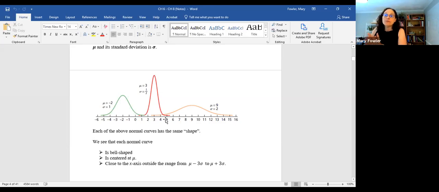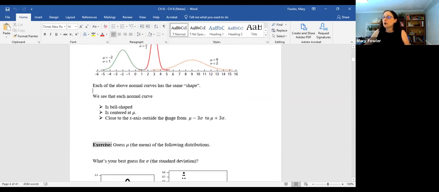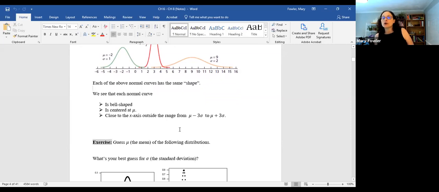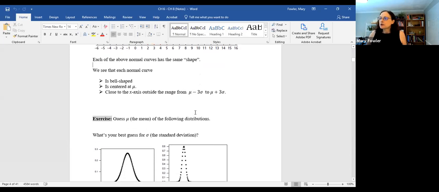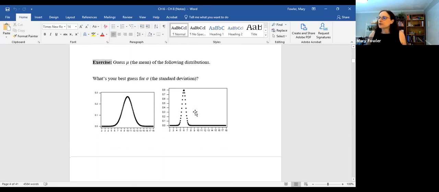That's how normal distributions change. They only have 2 parameters. You can change their location with the mean moving around, and you can change how fat they are by changing the standard deviation. So what we see is that each normal curve is bell-shaped, is centered at its mean, and is close to the x-axis outside the range mu -3 sigma to mu +3 sigma.